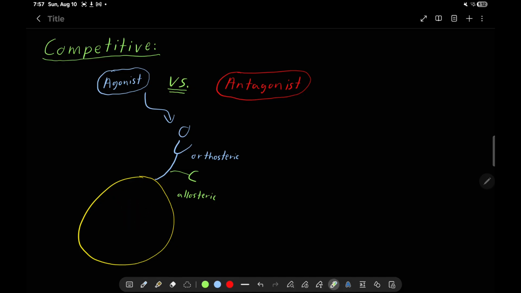But the thing is, antagonists, they also come and bind onto this same orthosteric site. So just to know, I'm using blue to represent agonist, and I'm using red to represent antagonist. So antagonists, they come and bind to the same orthosteric site, but when an antagonist binds onto it, it doesn't cause a change in conformation. It just sits at the site. So I'm going to draw the antagonist sitting inside your orthosteric receptor. It doesn't cause a conformation change, and it doesn't cause any type of response inside the cell.